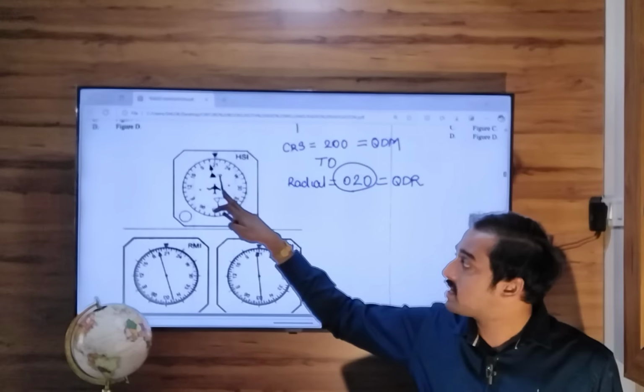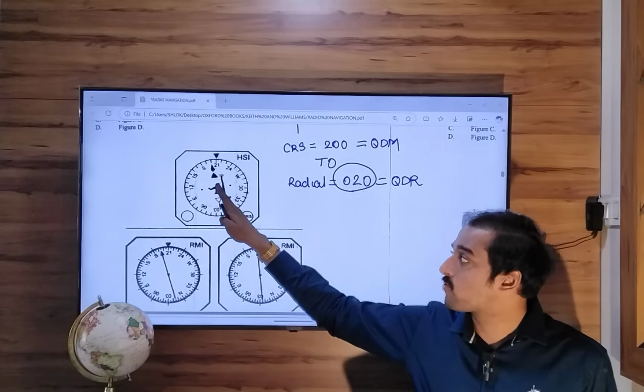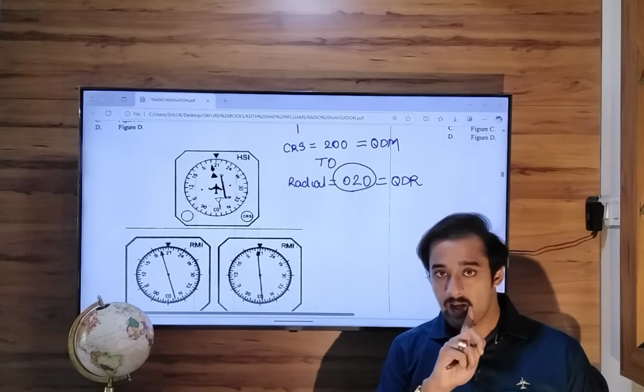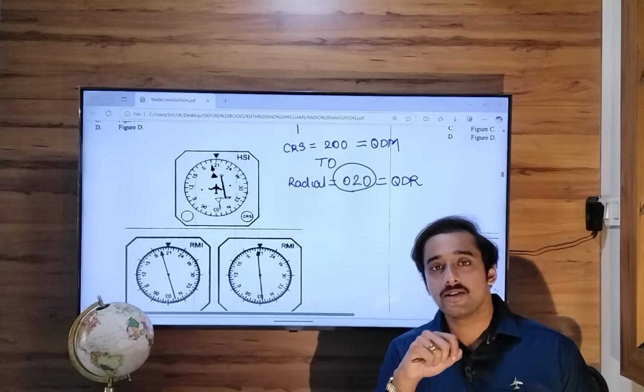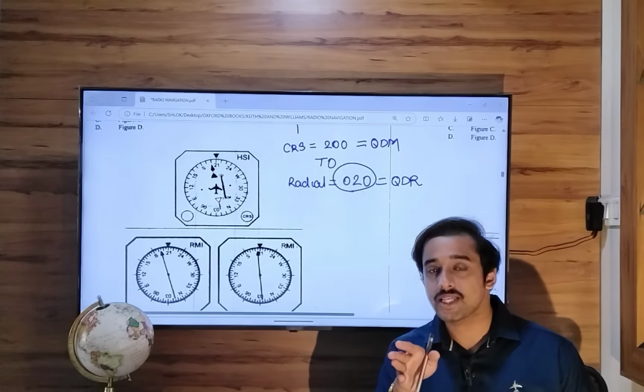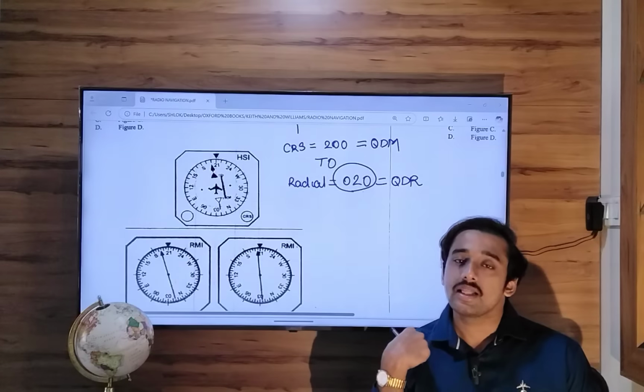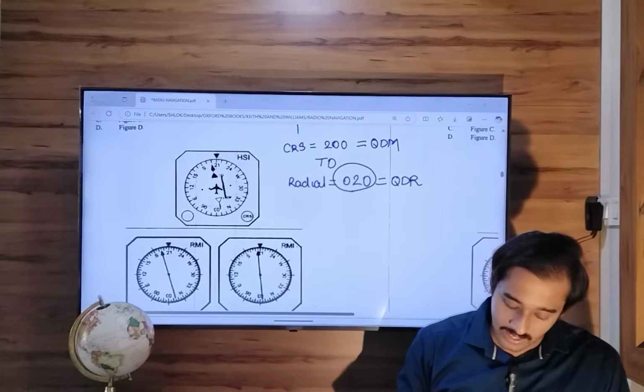But it will not point at 200 accurately, because the aeroplane has deviated from its track to the left side or right side. Now over here the CDI indication is telling you to fly right 5 degrees, one dot right, 5 degrees to the right hand side. The CDI is telling you to fly right, that means the airplane has deviated to the left hand side. So let's draw the diagram.